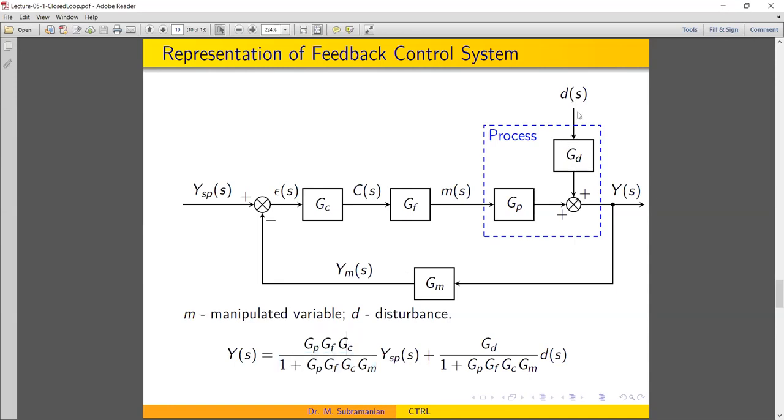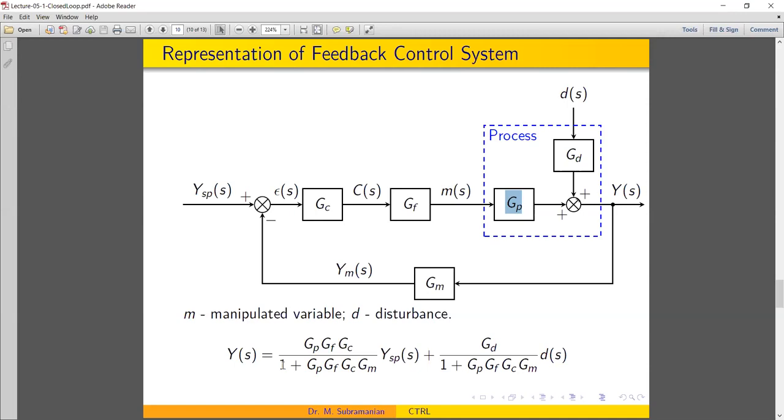Whereas for the disturbance variable, we have only GD in the forward direction. So that's why only GD. And for the denominator, we have 1 plus all the elements in the loop. So what are the transfer functions in the loop? GC, GF, GP, and GM. These are all in the loop.